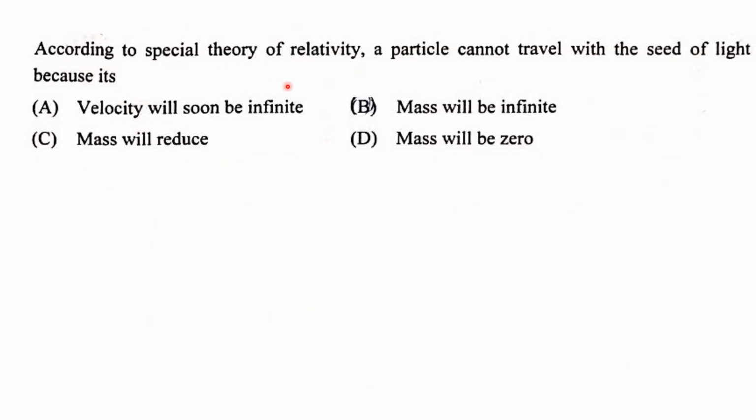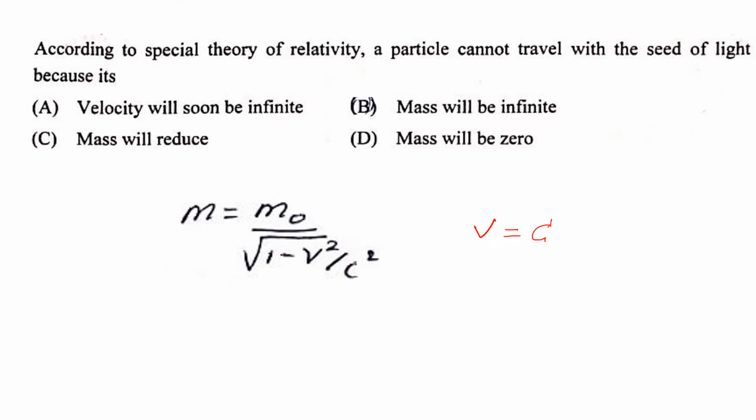According to special theory of relativity, a particle cannot travel with the speed of light because its mass will become infinite. From special theory of relativity, m is given by rest mass m0 divided by square root of 1 minus v square by c square. So here, if velocity of particle is equal to speed of light, that is v is equal to c, then this term will be equal to 1.